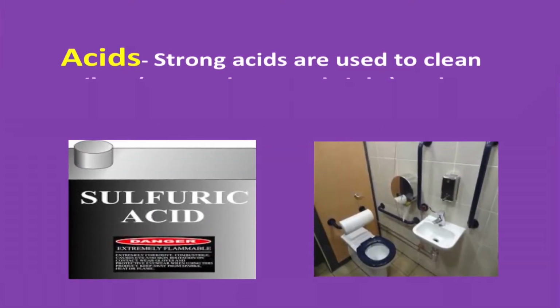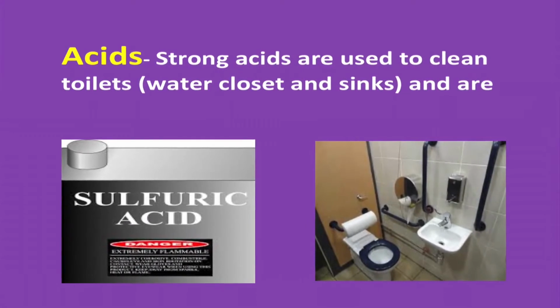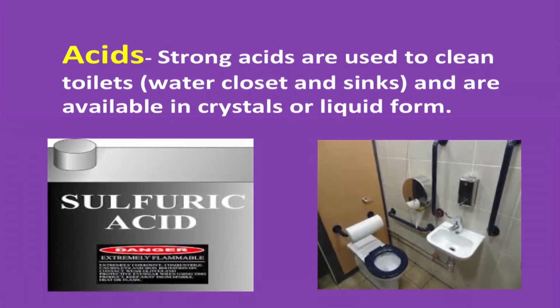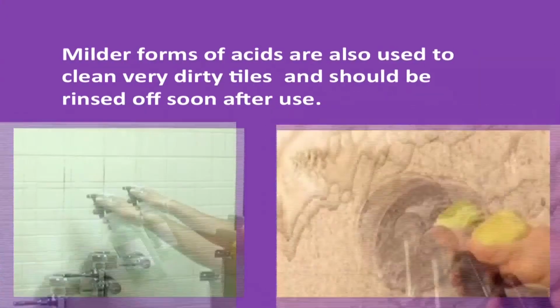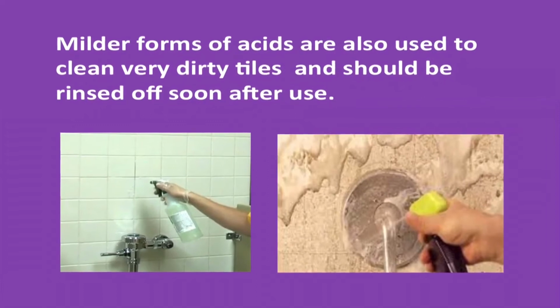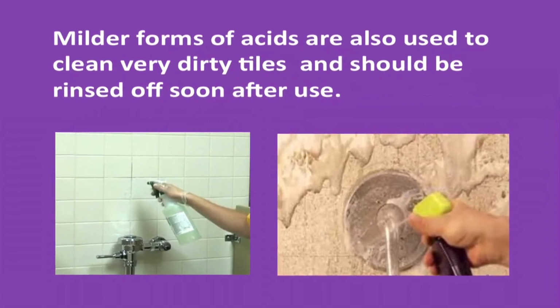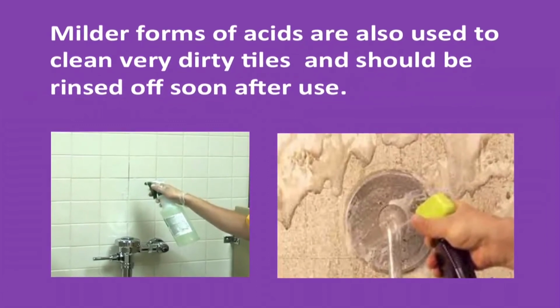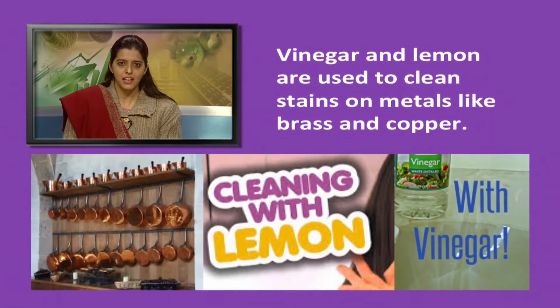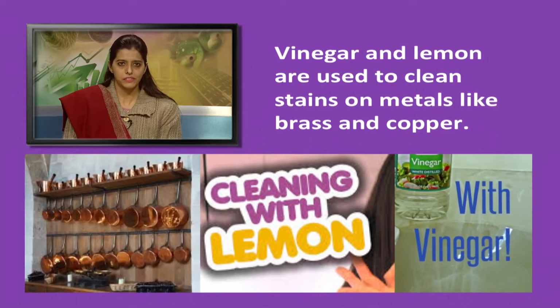Acids. Strong acids are used to clean toilets, water closet and sinks and are available in crystals or liquid form. Milder forms of acids are also used to clean very dirty tiles and should be rinsed off as soon as possible after use. Vinegar and lemon are used to clean stains on metals like brass and copper.